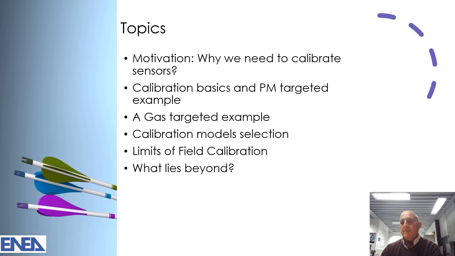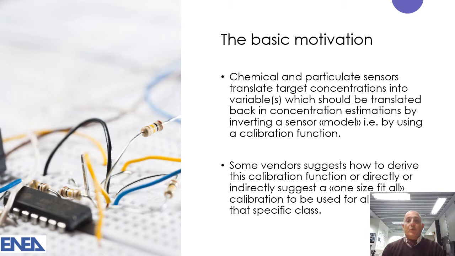The basic motivation for which we need calibration for chemical multi-sensor systems designed for air quality relies on the limitations of this kind of sensors. What we do basically is to analyze a process in which chemical and particulate sensors, in particular low-cost ones, translate the target concentration, the concentration of the pollutants, into some number of variables which should be translated back into the concentration estimation.